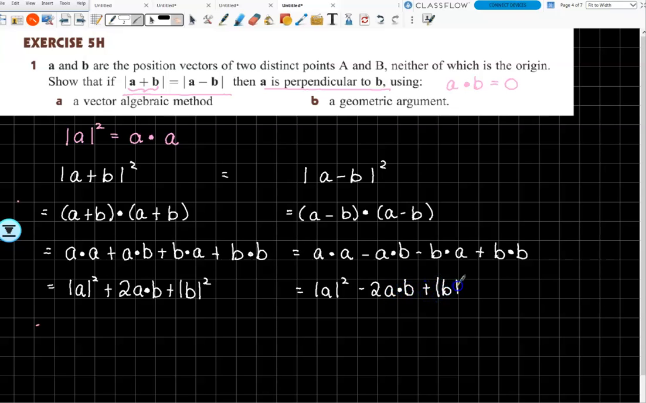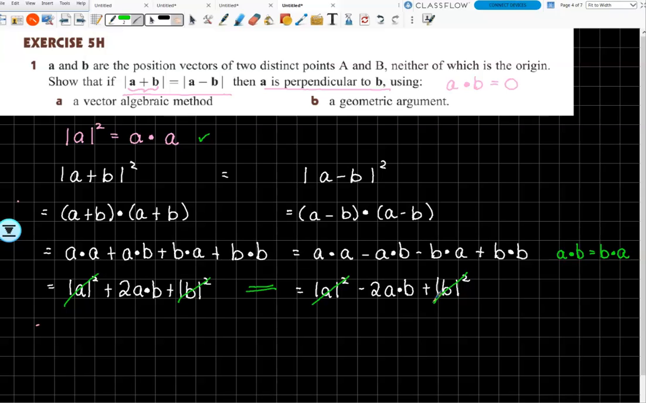And if I'm sucking up, I would have actually written the properties that I have used. So I've got that one up there. I would have probably written somewhere here that A dotted with B equals B dotted with A. Yeah? Okay, so these actually equal each other. So now you've got one of these on one side and one on the other side. They cancel. You've got one of these on one side, that on the other side.